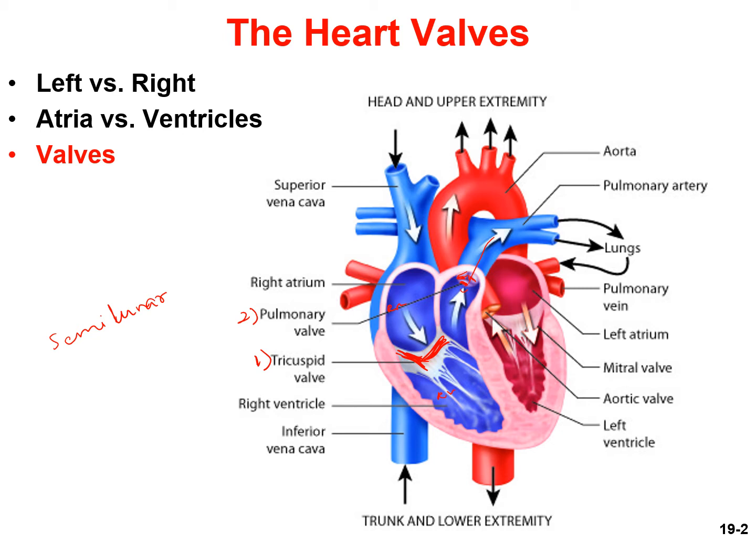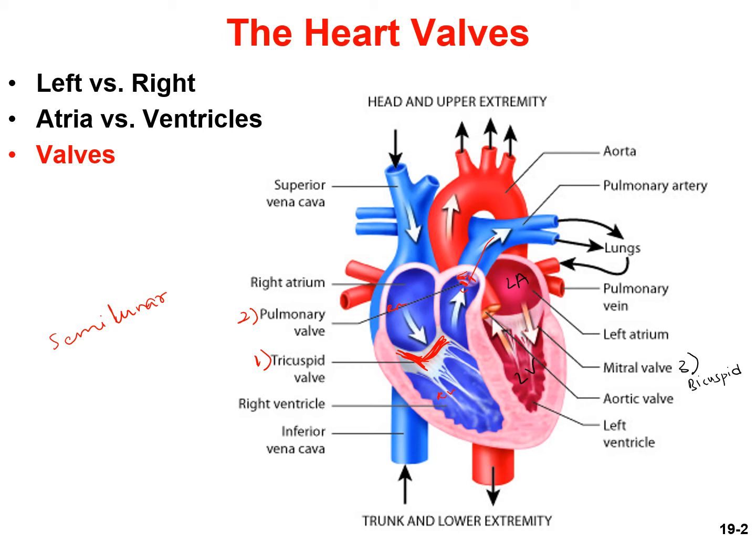Now, the next valve is on the left. The valve between the left atrium and the left ventricle is known as the mitral valve. The mitral valve is also known as the bicuspid valve because it has two flaps. It prevents backflow from the left ventricle into the left atrium.